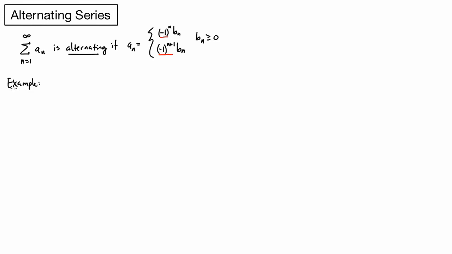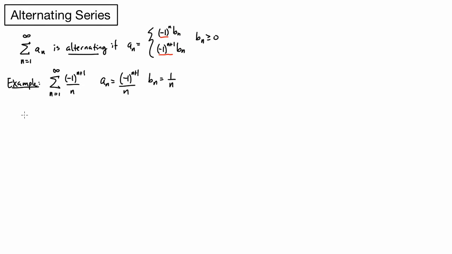And in some ways, this is the most important example. Consider the sum, n goes from 1 to infinity, of (-1)^(n+1) over n. So here, a_n would be the entire term, and b_n would be just the 1 over n. It's the part of the term that doesn't alternate, whereas a_n is the entire thing.